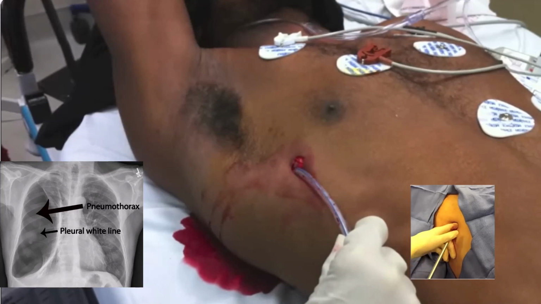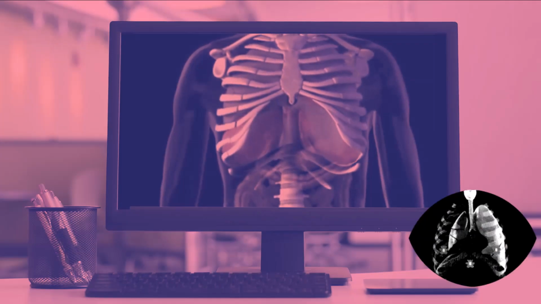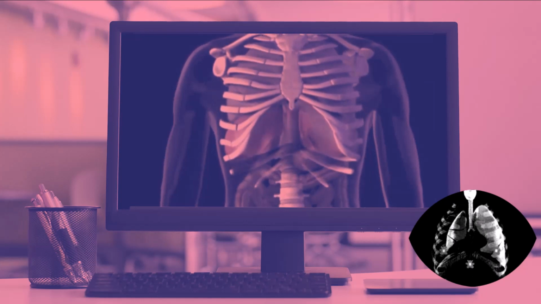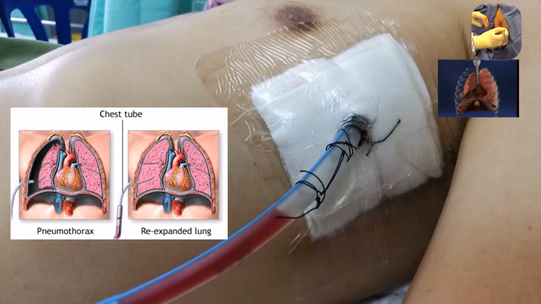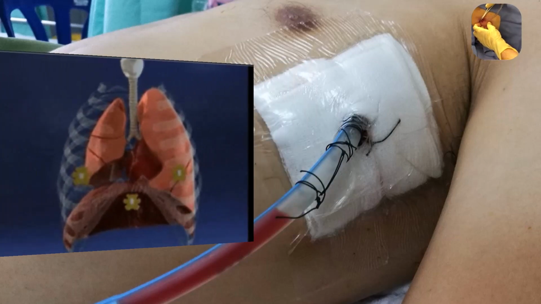Today we'd like to talk about chest tubes and pneumothorax. We'll look at image acquisition and we'll also look at the procedure itself. With pneumothorax, we look at three types of pneumothorax: the closed pneumothorax, the open pneumothorax, and the tension pneumothorax. Of these, the tension pneumothorax can be life-threatening and is an emergency.